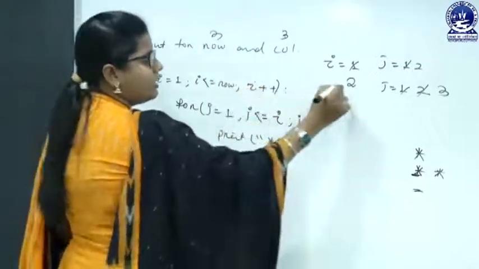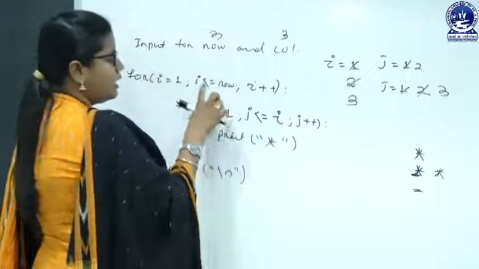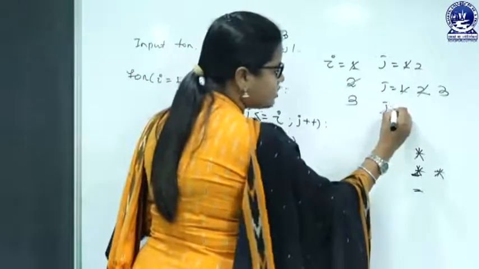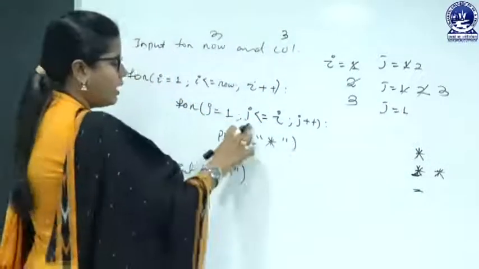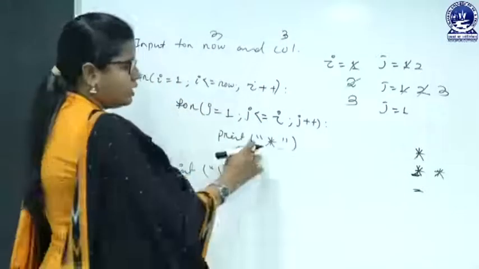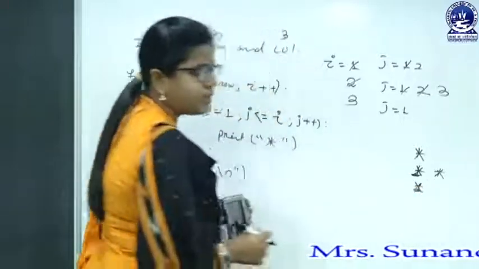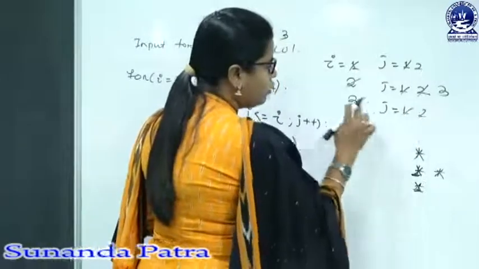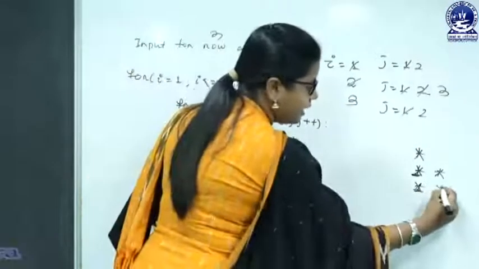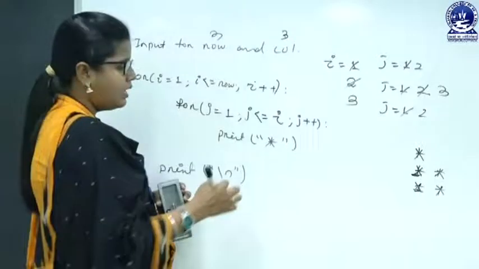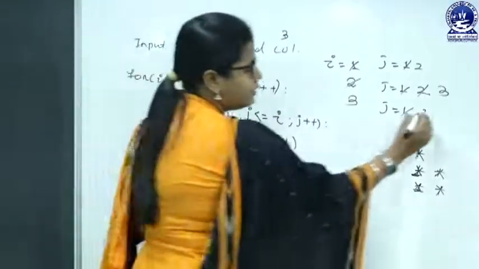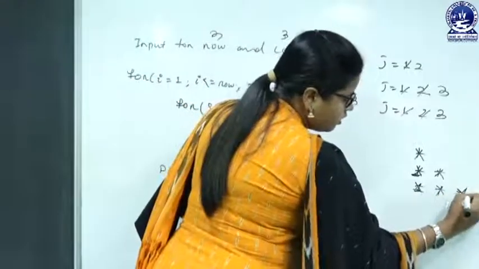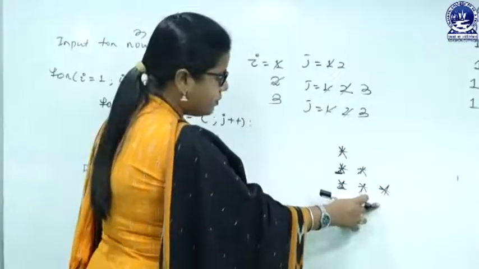Then the I value is incremented, I value will be 3. 3 less than equals 3, true. Then here j will again be initialized with 1. 1 less than equals 3, true. Then a star will get printed here. Then the j value will be modified, that will be 2. 2 less than 3, true. Again another star will get printed. Then j will be 3. 3 less than equals 3, true. Another star will get printed here.